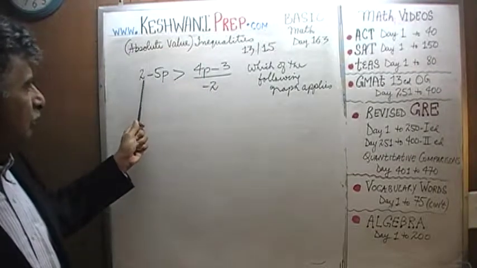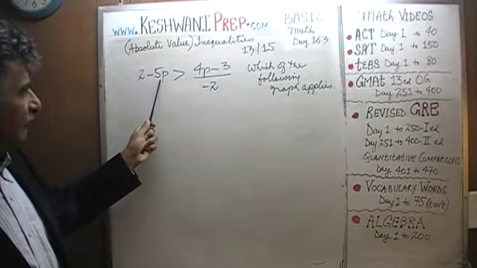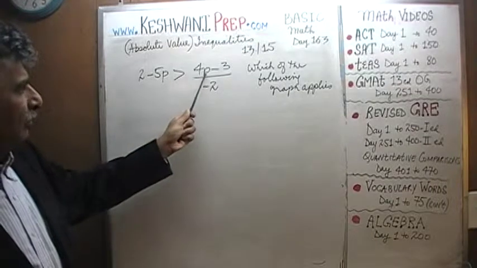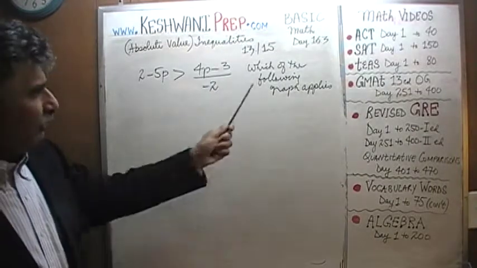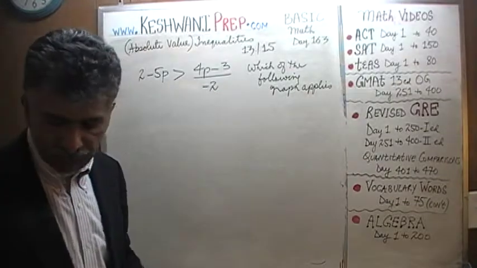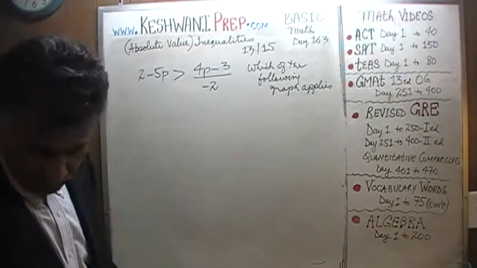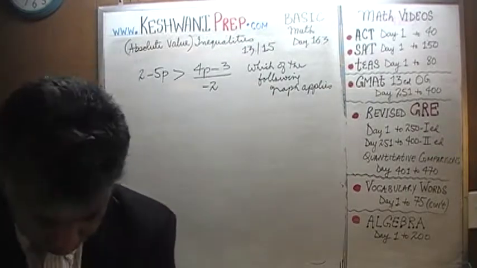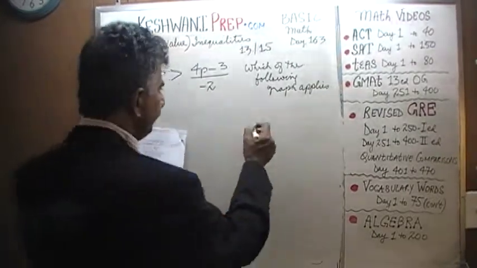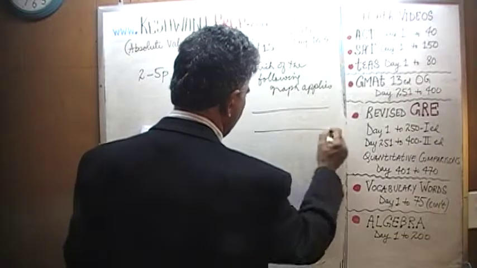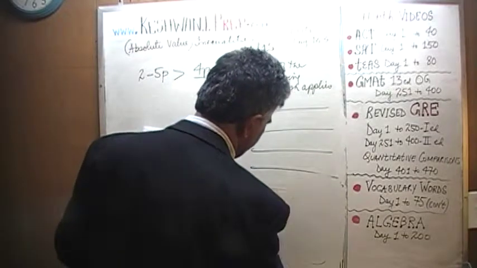We are told that 2 minus 5p has to be greater than (4p minus 3) divided by 2. And the question is, which of the following graphs applies? Which of the following 5 graphs satisfies this inequality? And here are the answer choices. There are 5 answer choices, obviously: 1, 2, 3, 4, and 5.